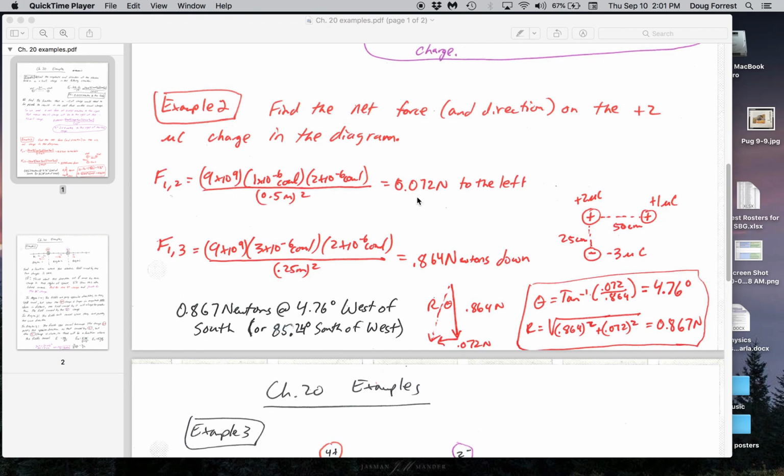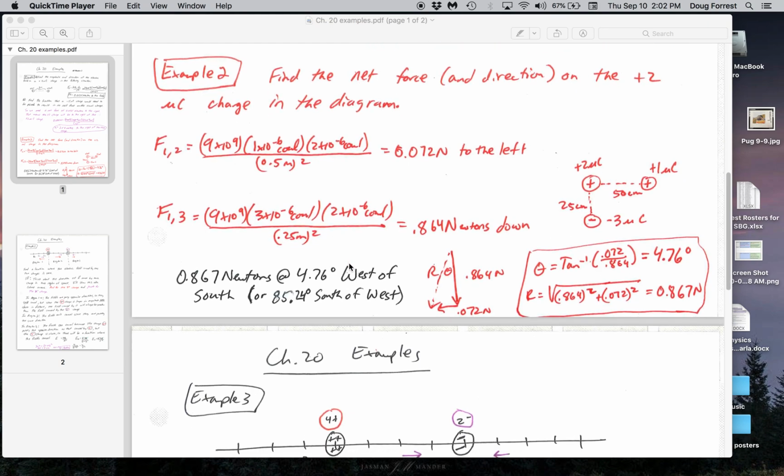So I get this force, and on this plus 2 microcoulomb charge, the force would be to the left caused by this. Here, the force on this plus 2 microcoulomb charge will be down due to an attraction caused by this. So when I plug these numbers in, I get this amount of force down. So I get an overall force down of this amount, an overall force to the left of this amount.